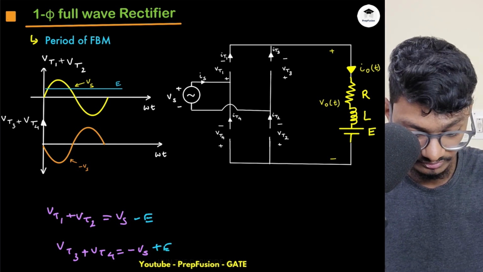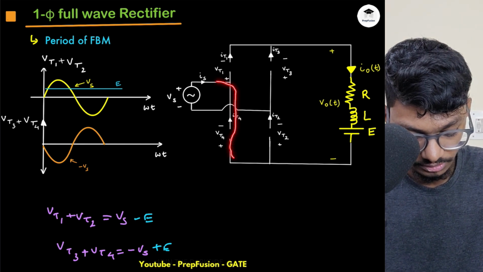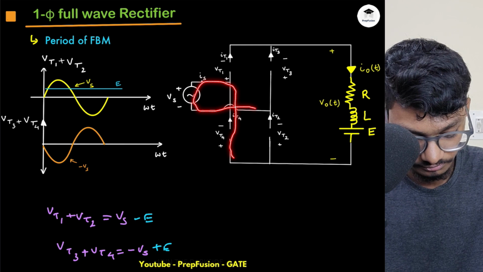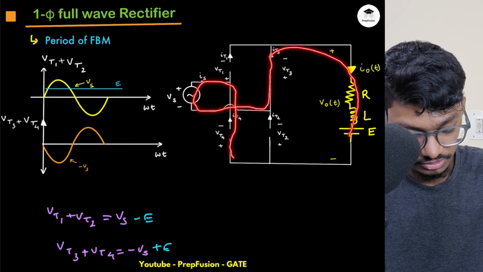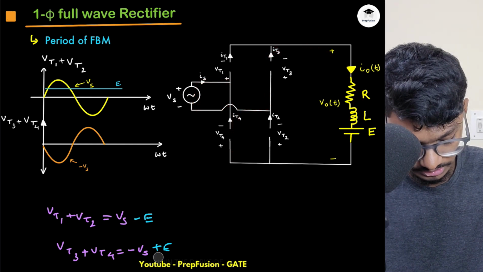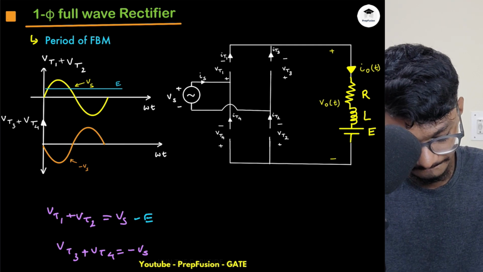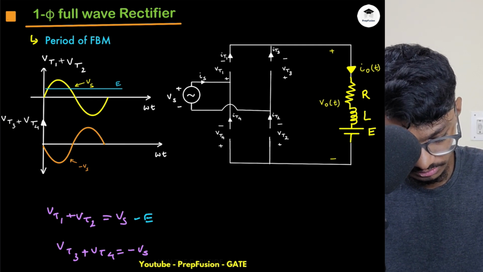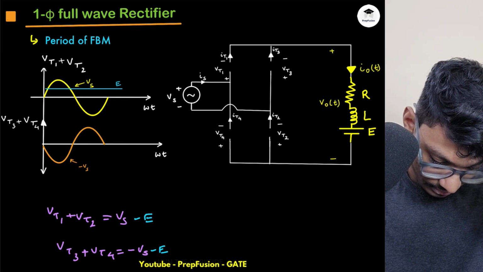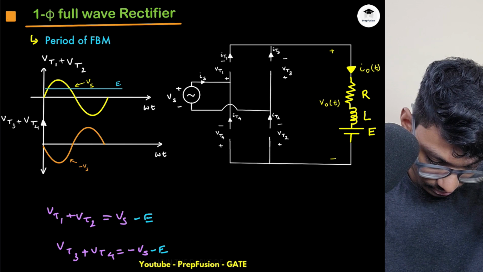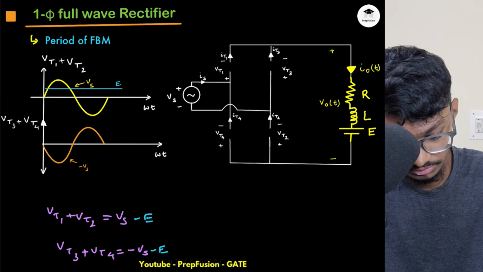So if I just apply this KVL, simply for VT4, I'll go from plus VT4, plus Vs, then plus VT3 and plus E. Okay, so everything is plus. Sorry, this will be minus here, right? This will be minus. Sorry for that. Minus E. Okay, so if I plot Vs minus E, minus E will be somewhere around here only. Fine.